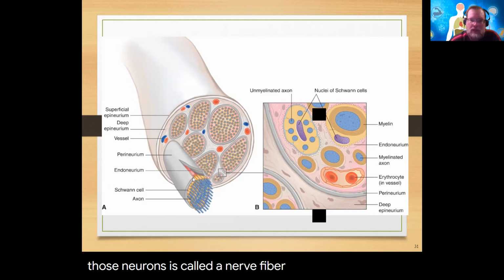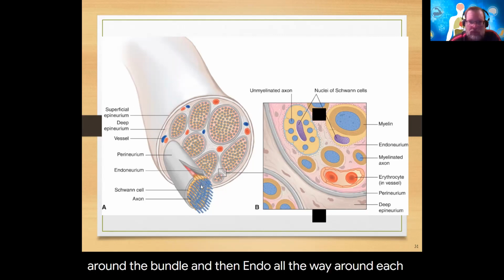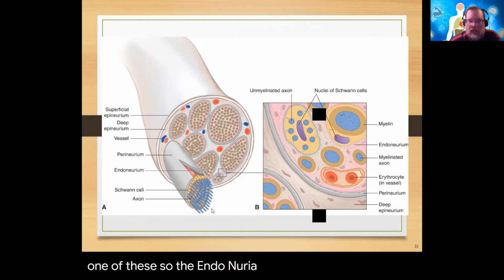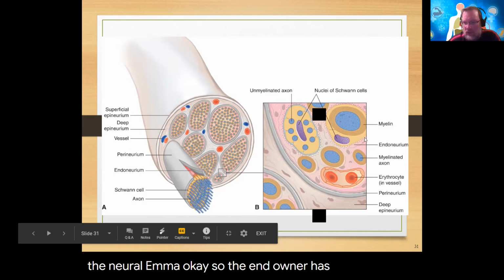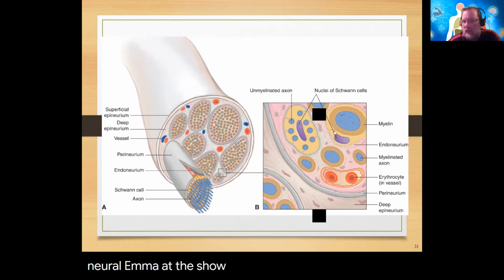Okay. So epi on top, peri around the bundle, and then endo all the way around each one of these. So the endoneurium is a lot like the neurolemma that the Schwann cells produced. So this is one neuron down here. One of these little blue jobbers. That's one axon of one neuron.